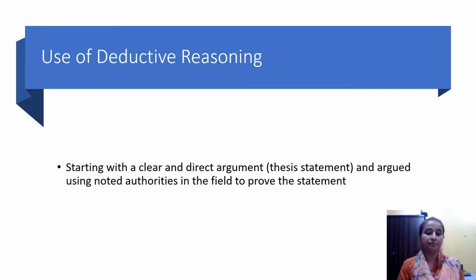For example, all men are mortal. Harold is a man, therefore Harold is mortal. For deductive reasoning to be sound, the hypothesis must be correct. It is assumed that the premises, all men are mortal and Harold is a man, are true.